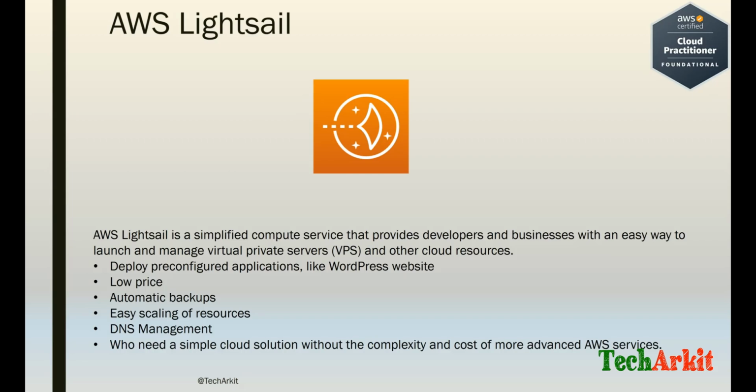You can deploy pre-configured applications like a WordPress website at a very low price, and you don't need to worry about all this stuff. That is the pricing model compared to other service providers who give you a WordPress site. Compared to that, it's a low price, and the backups are automatic, so you don't need to worry about whether your copy is lost or something is wrong. Automatic backups are configured. There is also easy scaling of resources and DNS management.